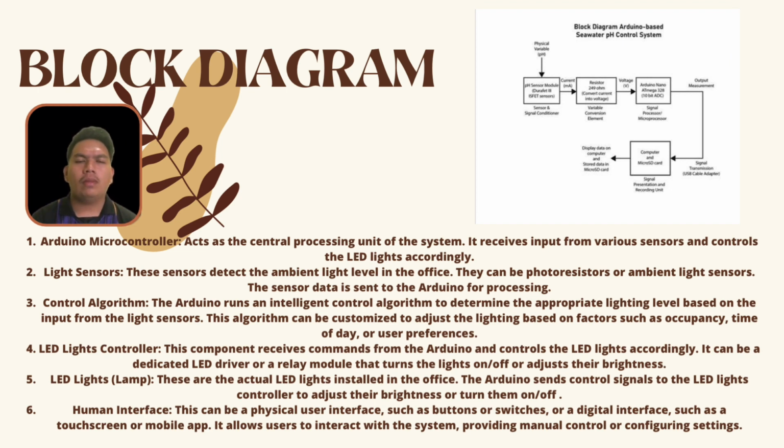Number 6, human interface. This can be a physical user interface such as a button or switch, or a digital interface such as a touchscreen or mobile app. It allows users to interact with the system, providing manual control and configuring the system.